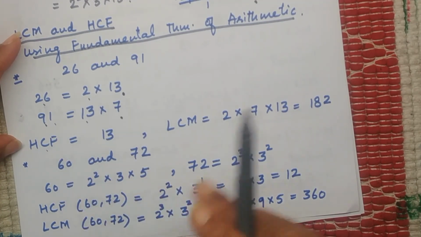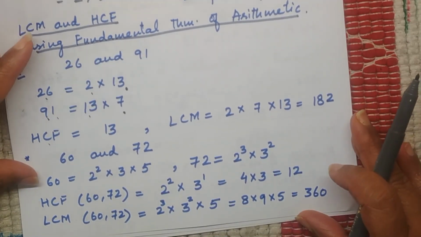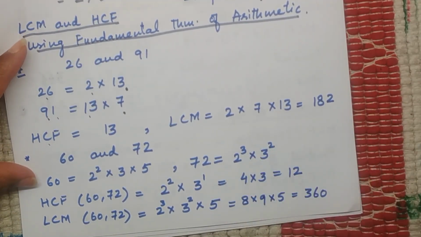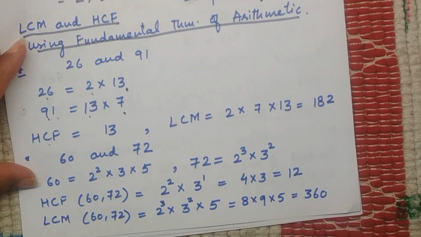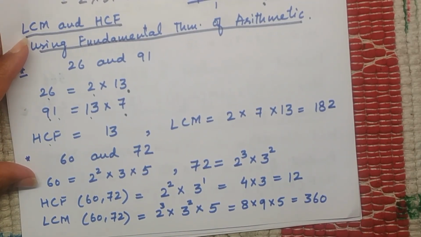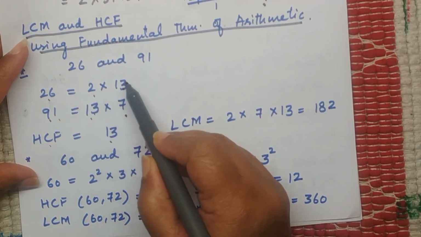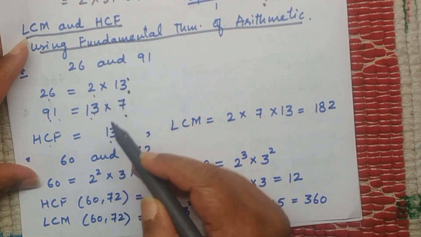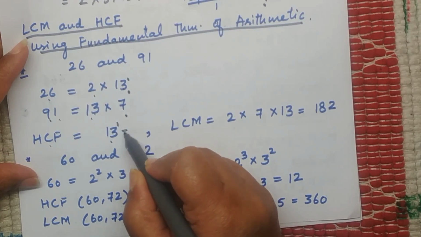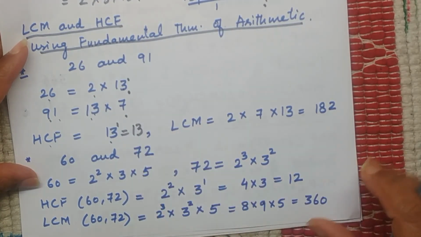Now HCF, how do we find HCF? HCF is product of common factors, but common factors should be raised to least power. What is the common factor here? 13. And what is the power? Here is 1, here is 1. So the power 1. So HCF is 13.